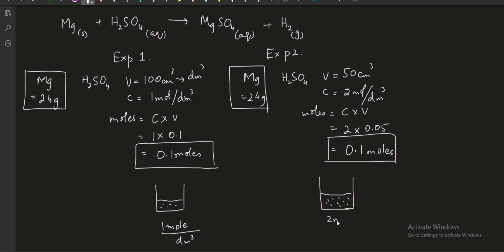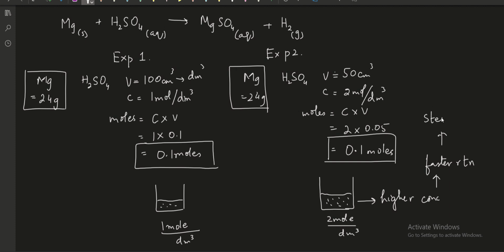It's double, 2 moles per decimeter cube. So what does it mean? It means that over here the concentration is high, so here we have a higher concentration of sulfuric acid. So that means our reaction would be faster. So experiment number 2 would be a faster reaction.